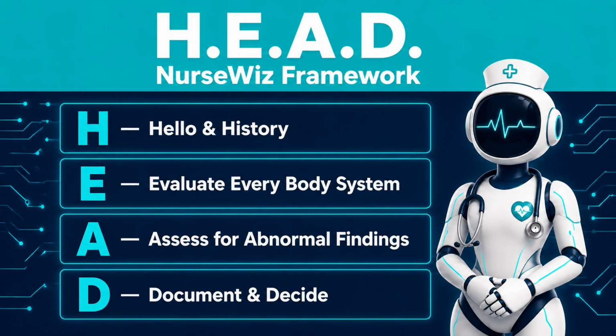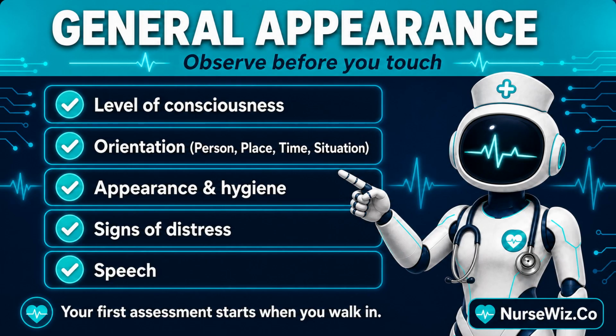D. Document and decide. Record your findings, identify priorities, and plan your next intervention. Documentation is half the job. Deciding is the point of it. If your charting doesn't lead to an action or a reassessment, you stopped one step early. This simple framework keeps your assessment organized and helps prevent missed findings. Now let's walk the body.